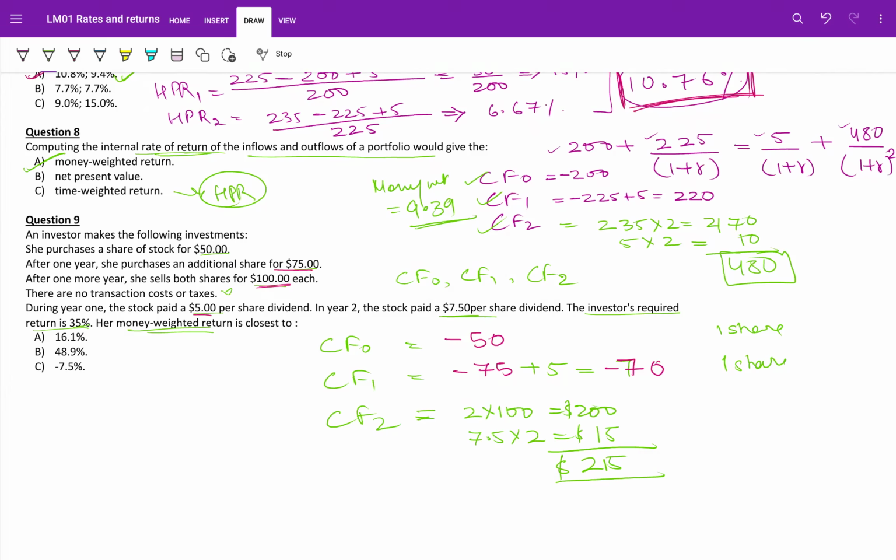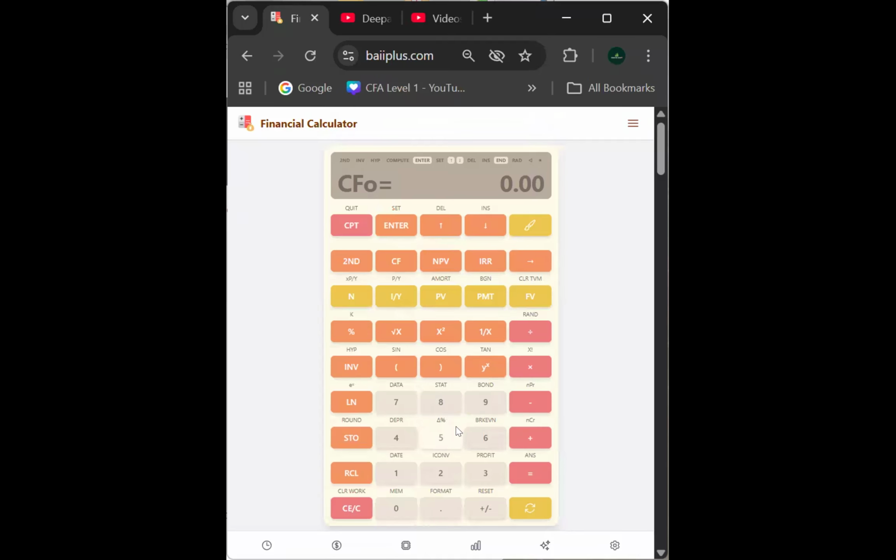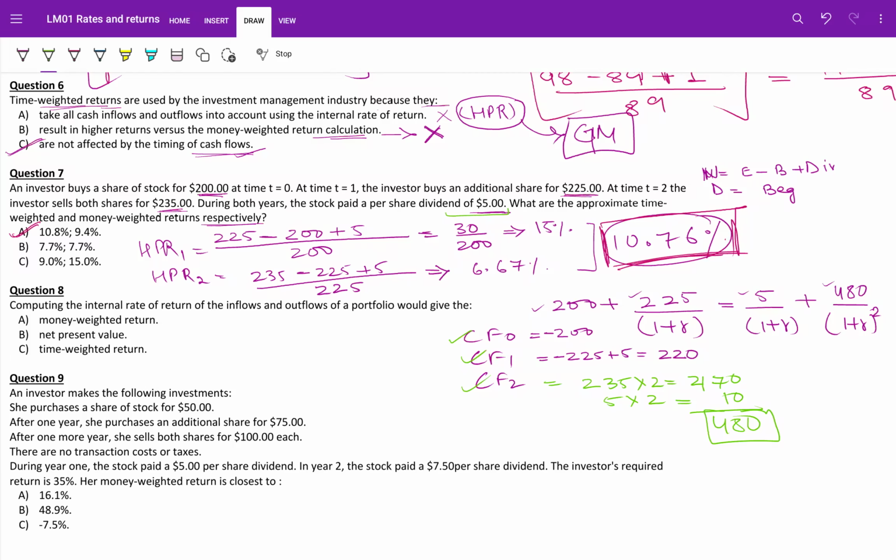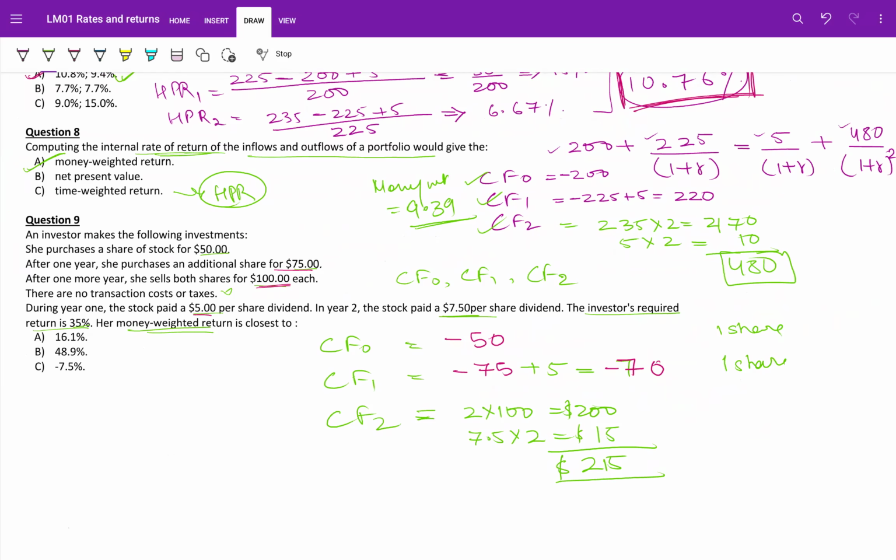If I plug these numbers into our calculator using the cash flow function, I will plug in first 50 negative and press enter, then plug in 70 negative, enter. Then I'm going to plug in 215, which is a positive inflow. So enter, internal rate of return, compute. Internal rate of return is going to be 48.86. So internal rate of return is 48 point something. So this is our correct answer.